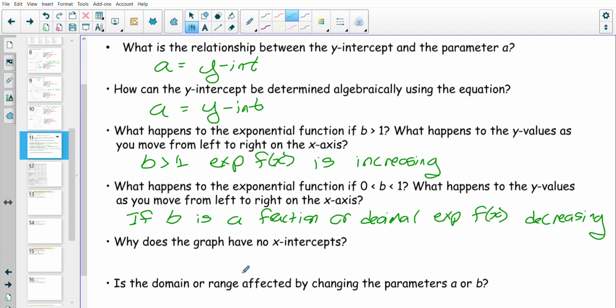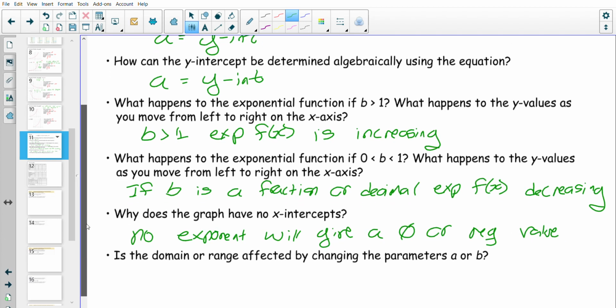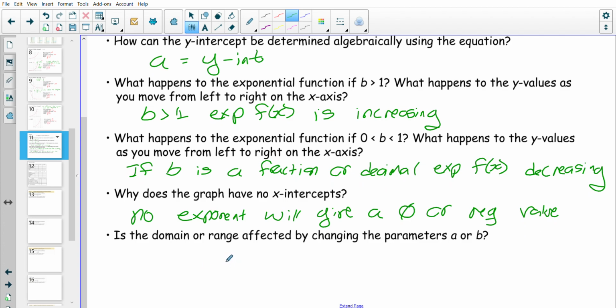Why does the graph have no x-intercepts? No exponent will give us a 0 or negative value. Is the domain or range affected by the changing parameters in a or b? No.